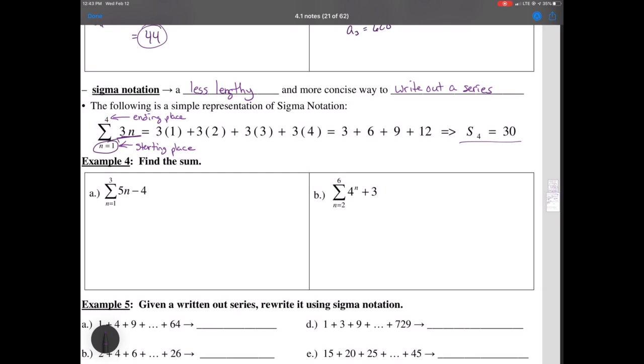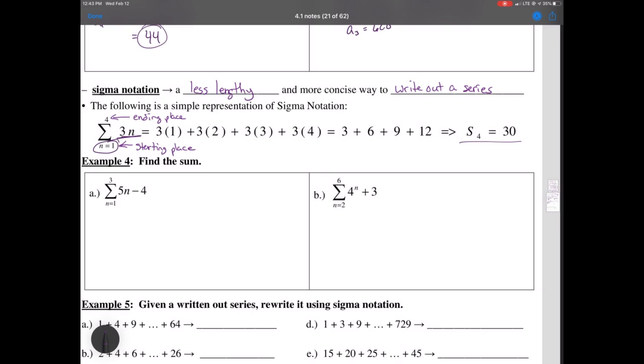So in order to do this, I really would rather you guys use the calculator for these, because these problems can be long if you try to write them out. So what we want to do, if you look in your calculator and you go to math and you come down to 0, it gives the summation.